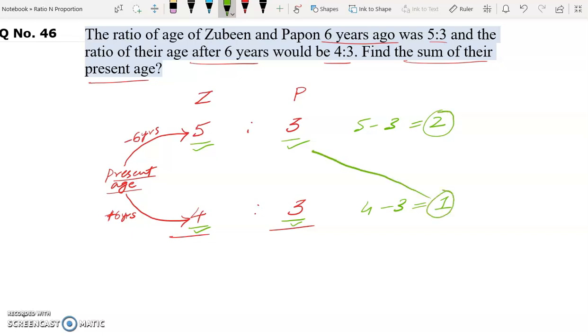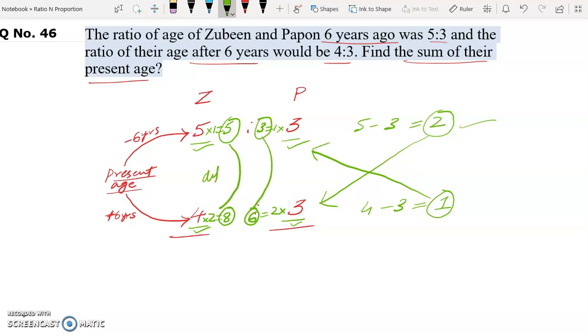Now what we will do, we will cross multiply this. So 1 into 5 will give us 5. 1 into 3 will give us 3. Now this is 2. So 2 into 3 will give us 6. 4 into 2 will give us 8. Now if we look at this difference, 8 minus 5, this is 5 and this is 8. So the difference 8 minus 5 will give us 3. Now this is 3 and this is 6. So 6 minus 3 will give us 3. So now this unit and this unit is same.